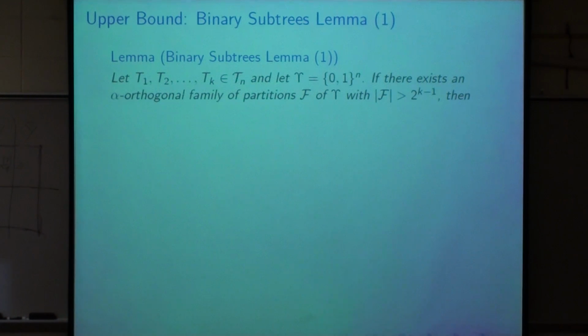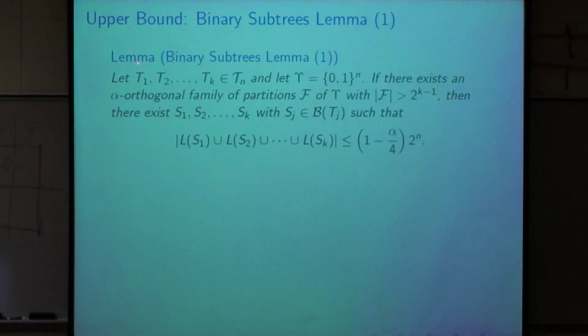As long as you have a large enough family of alpha orthogonal partitions, we'll be able to find binary subtrees in all of them, such that the union of the path labels is bounded away from the size of the whole space of 2 to the n vectors that could possibly occur as path labels. Okay, so let's take a look.